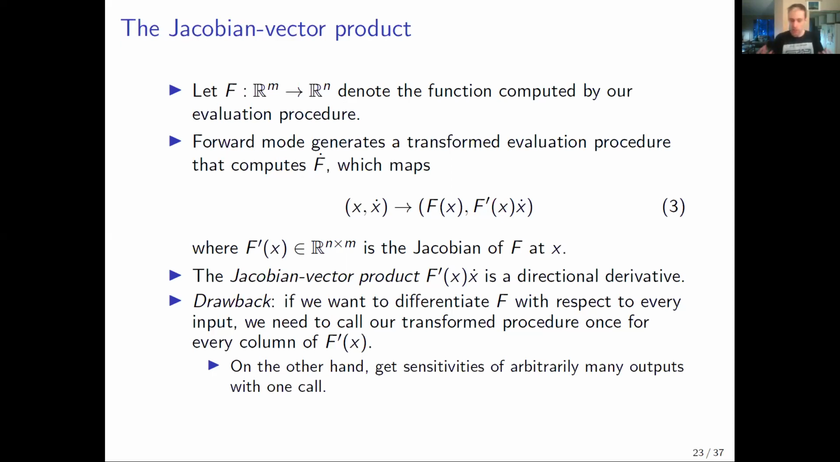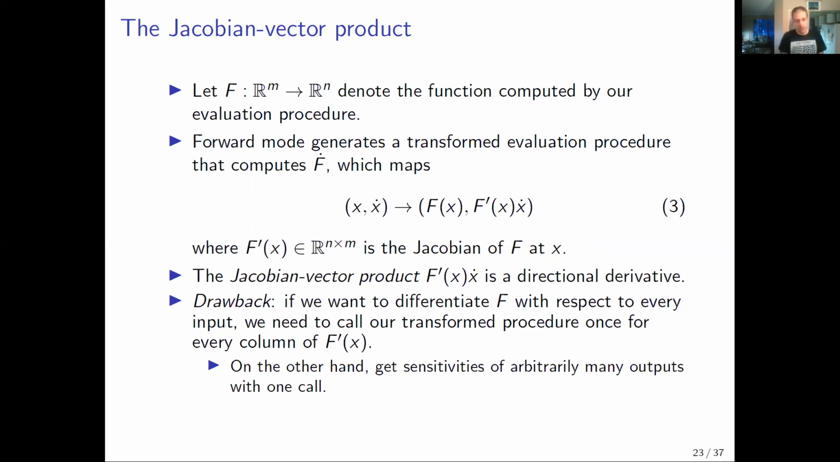Why? Because every call to the forward mode transformed function gives you the directional derivative in one direction, which means that if you want to differentiate with respect to 1600 inputs, well, you need to call the transformed function 1600 times. In other words, you want to compute every column of this Jacobian, but in a single call, you only get one column. So you need to call the transformed function many times, which is very inefficient, just as inefficient, in fact, as the finite difference approach we were talking about before. So that's the drawback of forward mode.